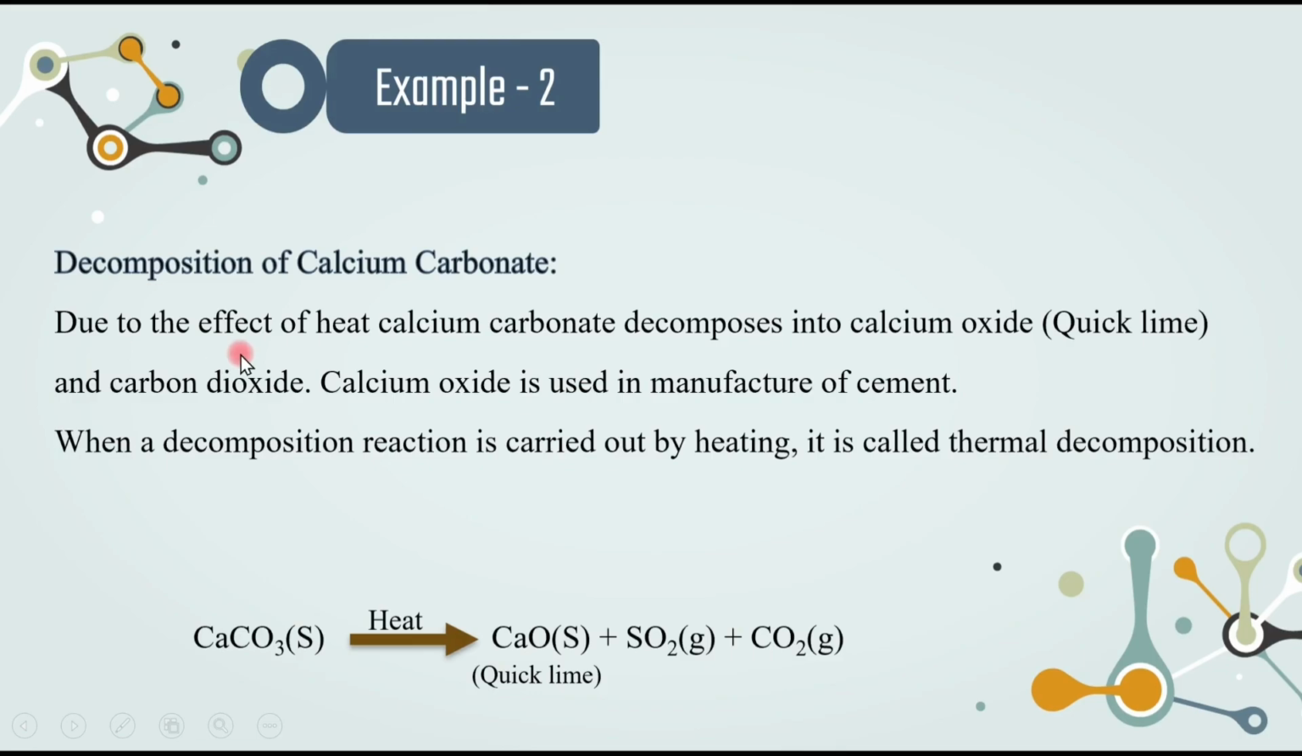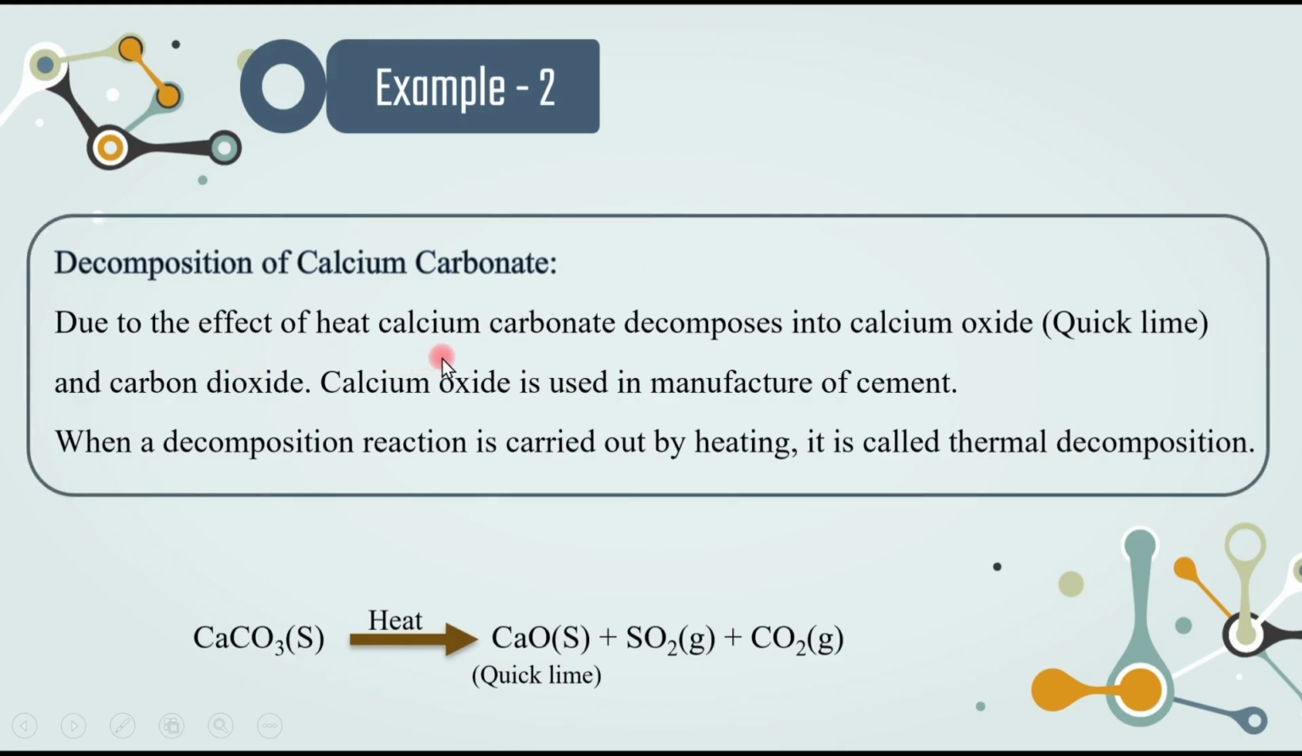Because of the effect of heat, calcium carbonate decomposes and produces calcium oxide, quicklime, and carbon dioxide. The calcium oxide produced in this reaction is also used for the manufacture of cement. This reaction is carried out by heat, and hence it is known as thermal decomposition.